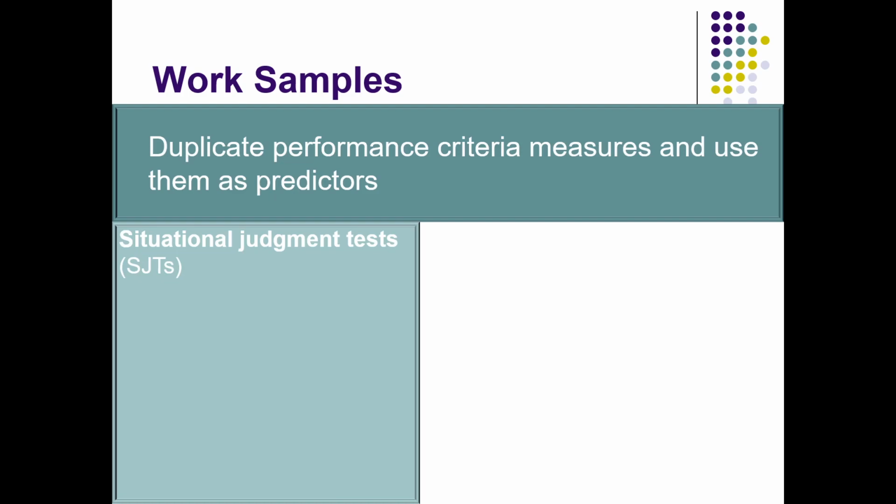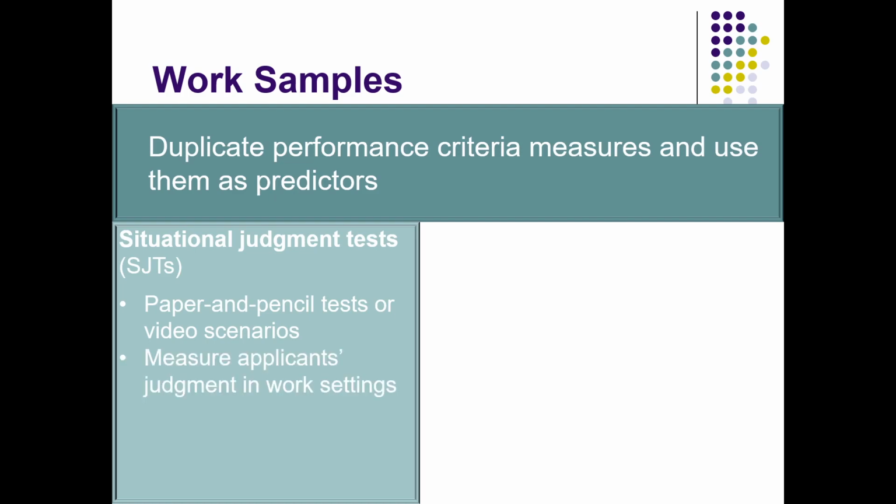Now, there are specific examples of work samples that you can administer in certain settings, like a situational judgment test. It's a paper and pencil test, or there are video scenarios where you actually have the candidate watch a little video and then they give their responses to that. So it could be a written vignette, a little story, or it could be a video scenario. And then you want to measure the applicant's judgment as they're solving the problem that was provided either in the written story or in the video scenario.